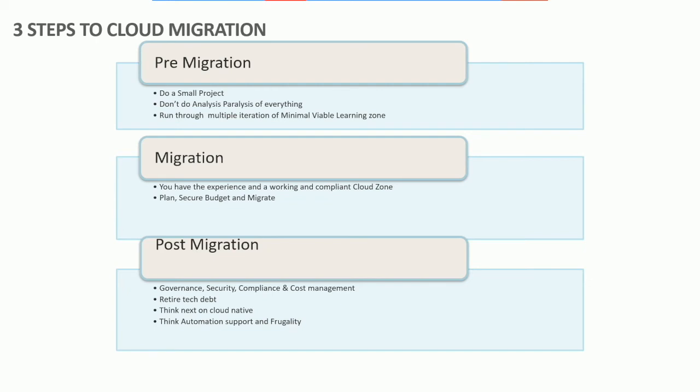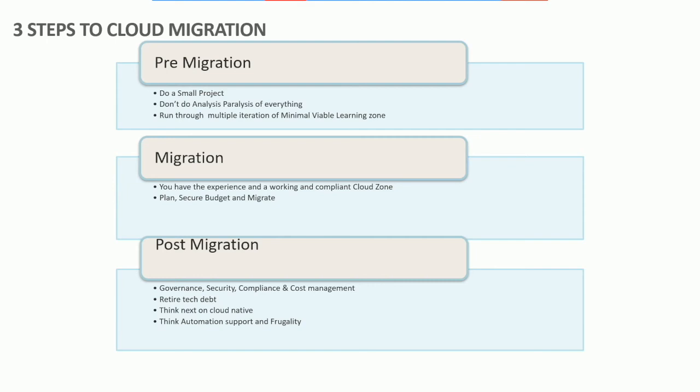Migration. So obviously once everything is done, you're all set, everyone has approved it, you can add it as a product, secure a budget, and do migration one by one. We'll cover how to migrate and what the different ways to migrate are.